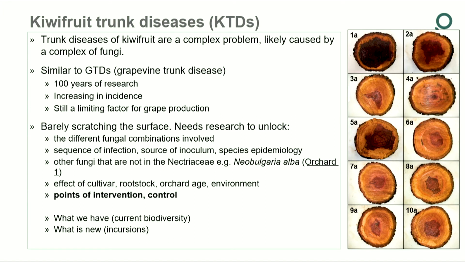Also, the effect of cultivar, rootstock, orchard age, and the environment. And hopefully all of these things will give us points of intervention and ideas of how we can actually control these. So other questions that have been started to be answered in this project were really, what have we actually got? What is in our orchards? What is our current biodiversity? And that will help us with what is new, when is something an incursion, when is it just something that we've seen before or have seen a little bit before and it's increasing in incidence.